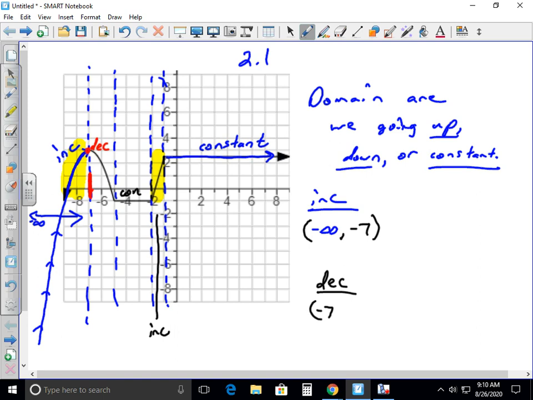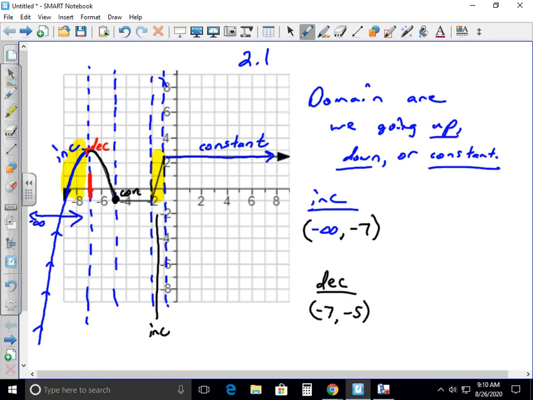From negative 7 until we get to this x value, if I do negative 7, negative 6, negative 5.5, negative 5.1, as we get close to negative 5, our graph is going to be going down. It's going to be getting lower and lower and lower. So those are the sections of the domain.